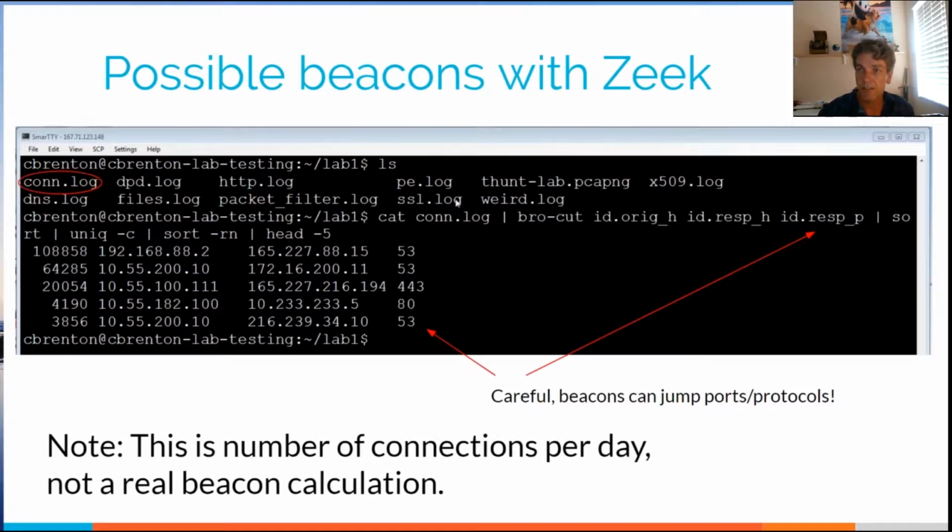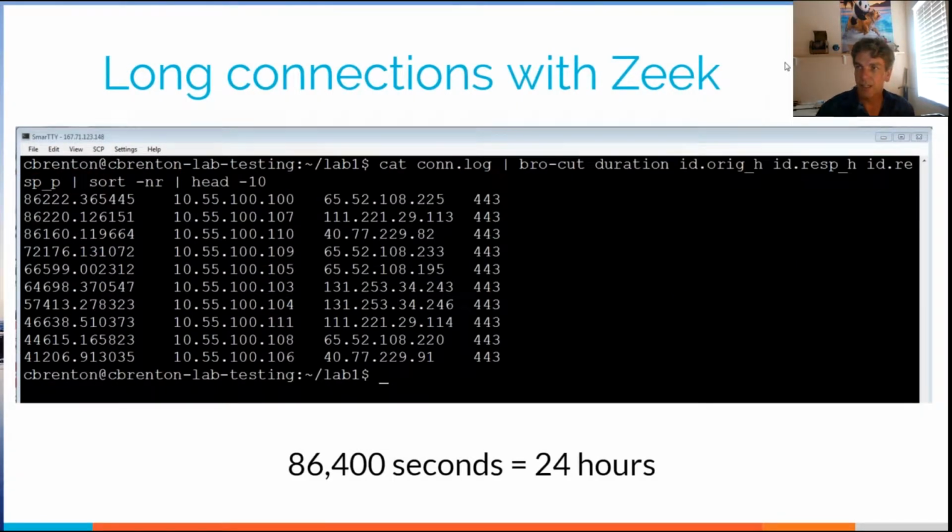Now notice we've got some focus here. This is all DNS traffic. This is HTTPS, so SSL, TLS, and then TCP/80, of course, is HTTP. So that's our beacony type traffic.